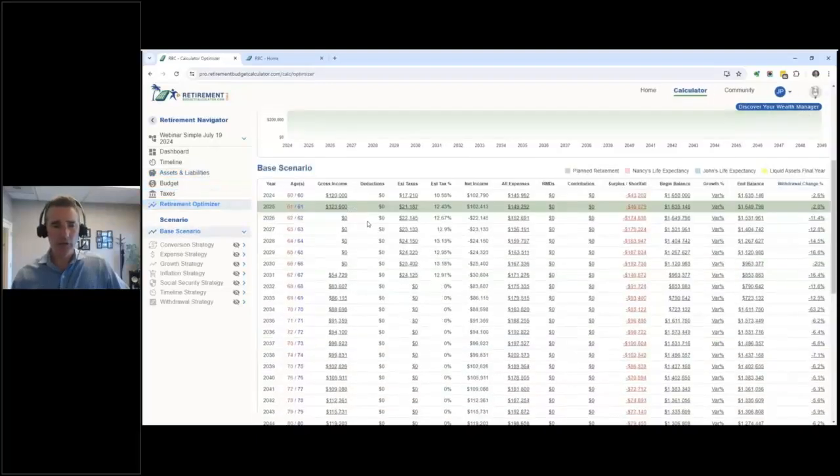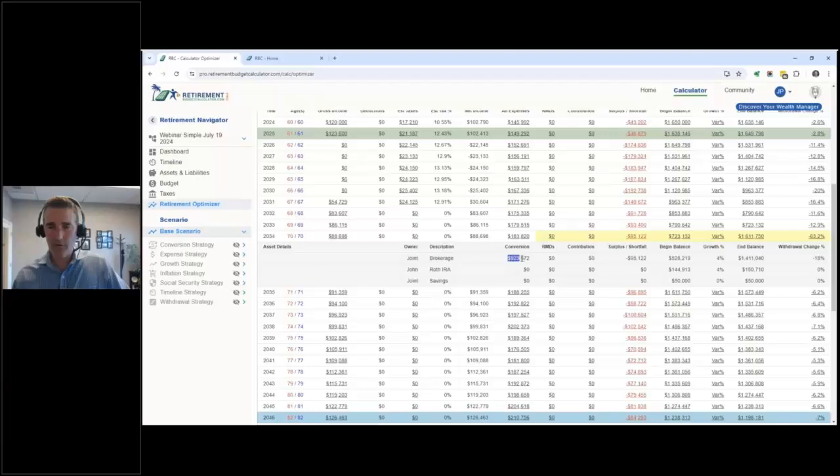And then if we go to the retirement optimizer and we look down here in the year 2034, you'll notice that we have created this inflow. So notice now we have this conversion, $923,000. That's being added to the balance of your brokerage account minus the shortfall that you had for the year. So that's probably the best way to do it, and then we're accounting for the taxes appropriately as well.